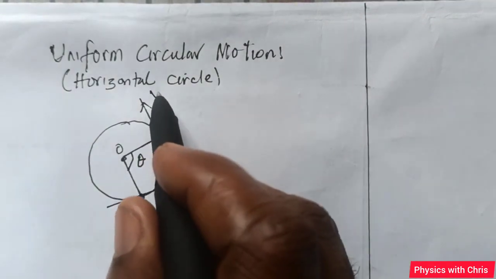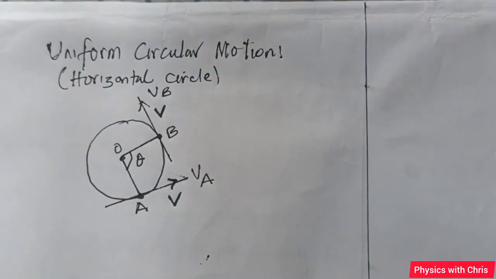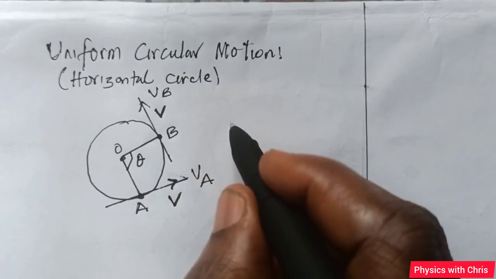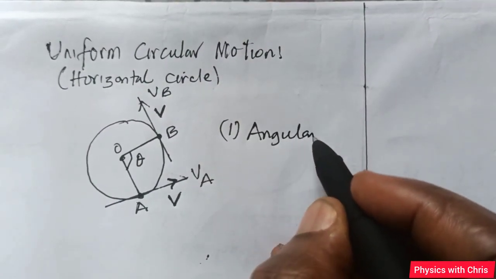Let's call that VB. And I said in this case, though the body moves with a constant speed, constant in magnitude, the velocity is not constant, it keeps changing. And because of that, the body accelerates. And I showed you how to find the change in velocity and all that. Now, we continue from there. We're going to look at angular velocity of the body.